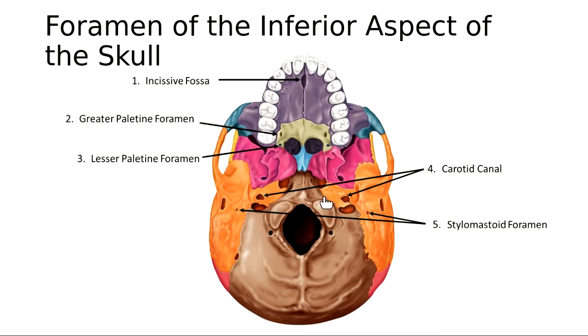These back here are called the carotid canals. The carotid artery goes in here and goes through this bony straw and then empties into the cranial cavity to supply the brain with blood. So these are the carotid canals.